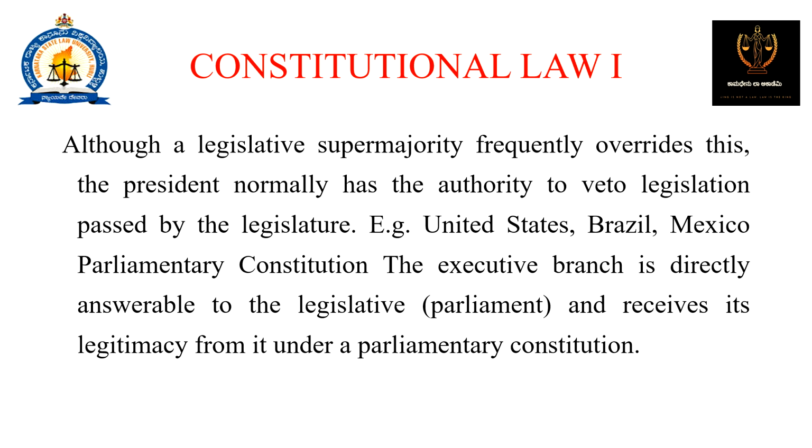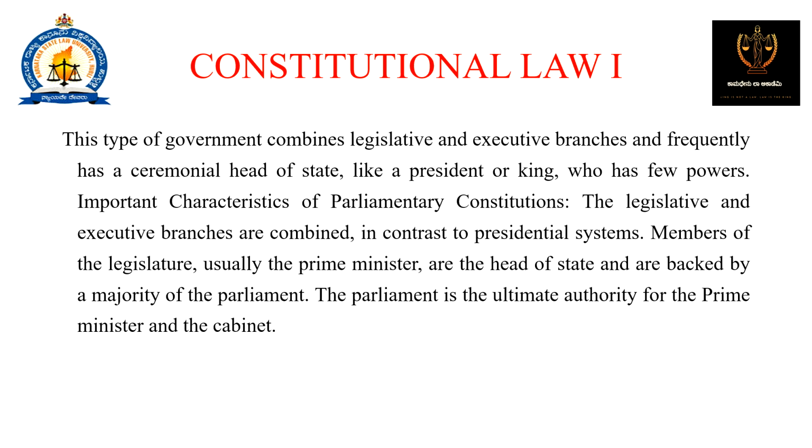Parliamentary constitution. The executive branch is directly answerable to the legislature and receives its legitimacy from it under a parliamentary constitution. This type of government combines legislative and executive branches and frequently has a ceremonial head of the state, like a president or king, who has few powers. Important characteristics of a parliamentary constitution: the legislative and the executive branches are combined, in contrast to the presidential system. Members of the legislature, usually the prime minister, are the head of the government and are backed by the majority of the parliament. The parliament is the ultimate authority for the prime minister and the cabinet.